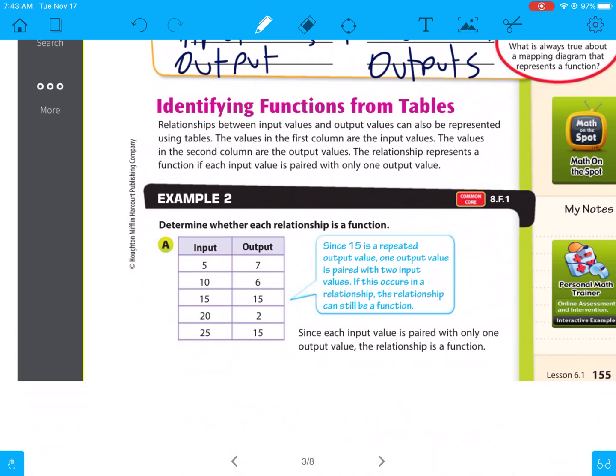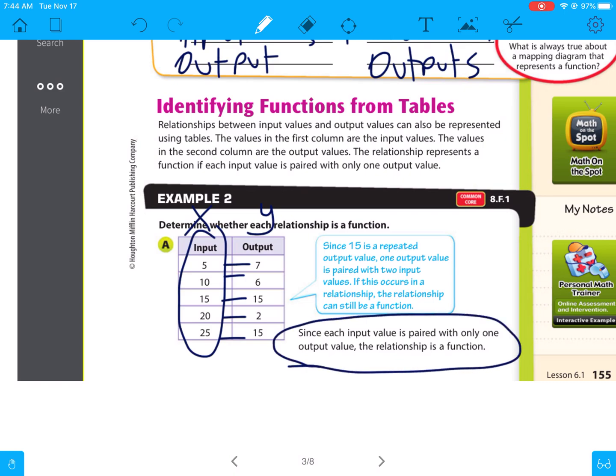Now we have to look at tables. Remember, your input, these are your x's, your output is your y. Relationships between input values and output values can also be represented using a table. So if you look at the inputs, you see how 5 goes to 7, 10 goes to 6, 15 goes to 15, 20 to 2, and 25 to 15. That is a function because every input has exactly one output.